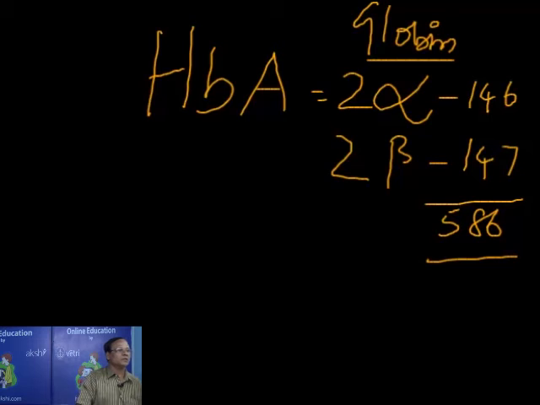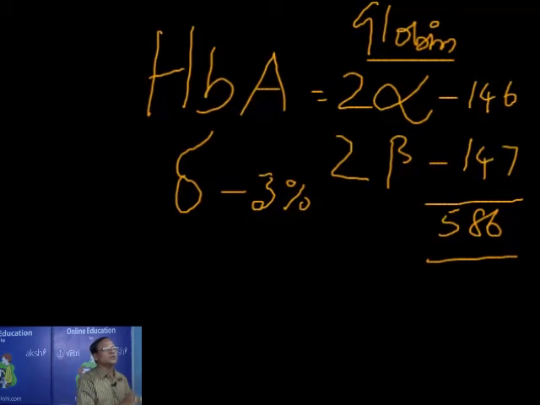But in the case of sickle cell anemia, out of 586, one amino acid has been changed. In a particular case, one type of amino acid has been changed, and that can result in the death of the individual. Only one amino acid has been replaced or substituted by another. In addition, we have alpha globin, beta globin, and another type of globin, delta globin. Nearly 3% of the adult population have a delta globin part.